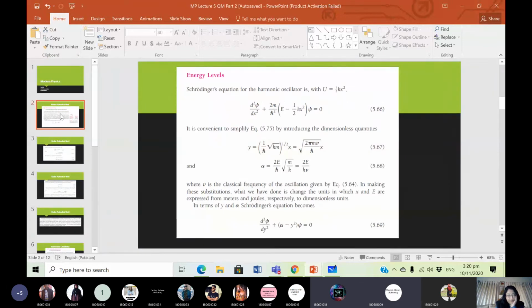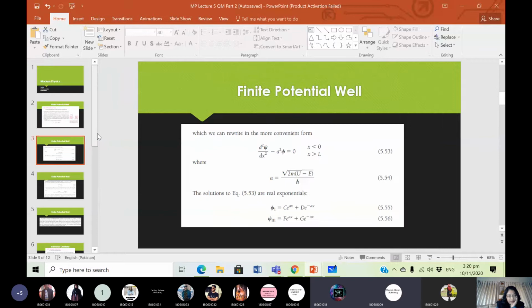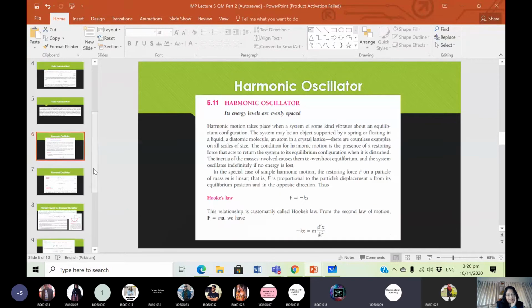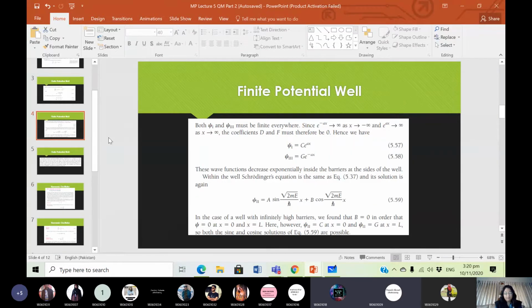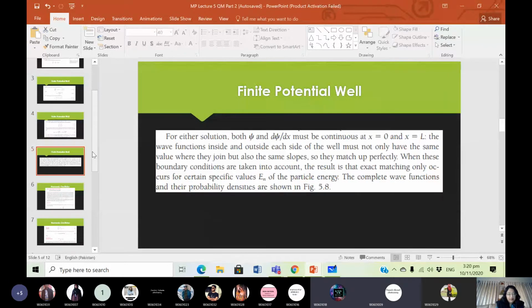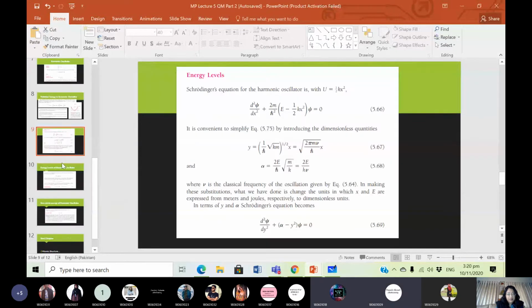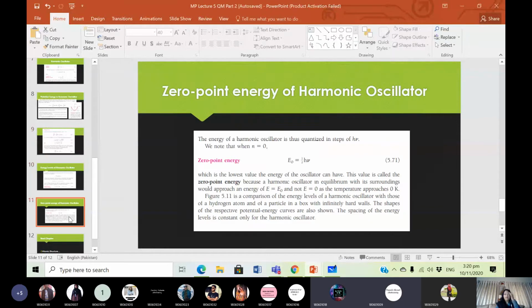Are there any questions related to this topic, finite potential well or harmonic oscillator? For the finite potential well, I will only ask you up till where we have done in class. For the harmonic oscillator, it's only up till slides 7, 8, and 9. Slides number 10 and 11 will not be included.